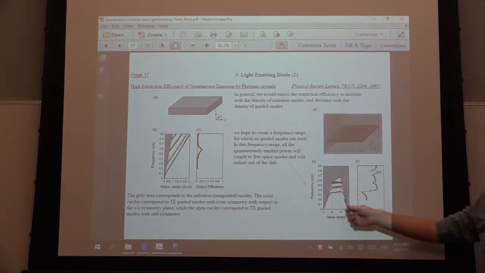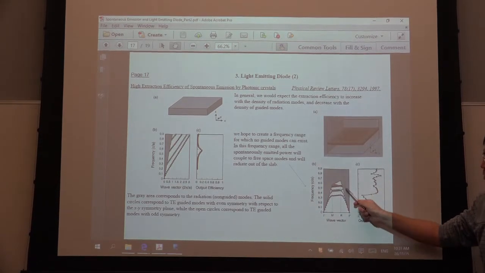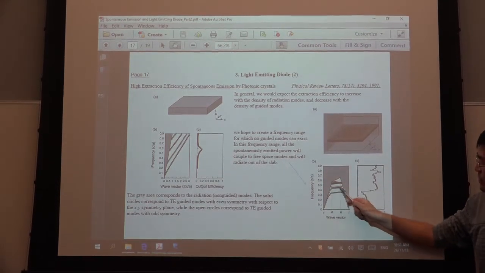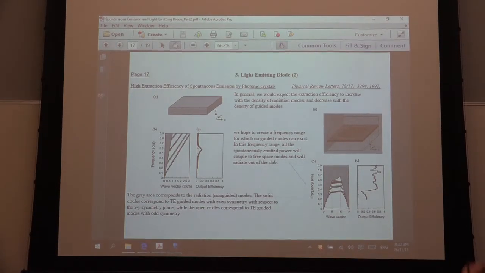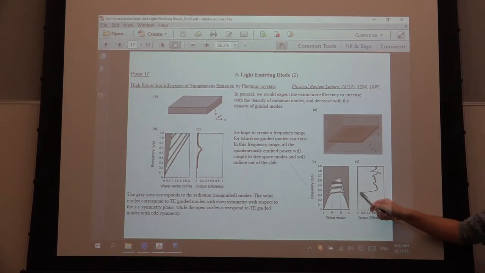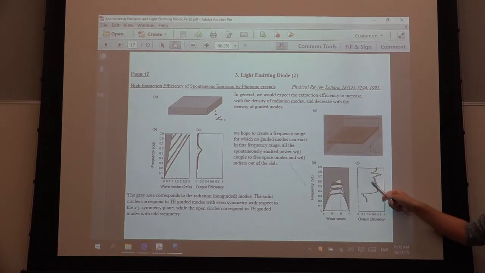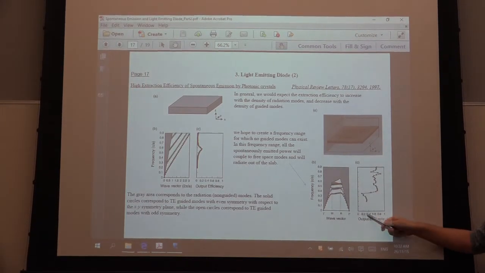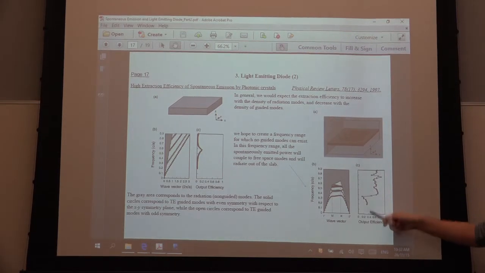So this is the band structure, and you can see it very clearly. The gray region is the radiation mode, and this curve is the guided mode. There is only a small region with guided modes. Around this region, the radiation mode becomes very high, and the output efficiency reaches 80%.